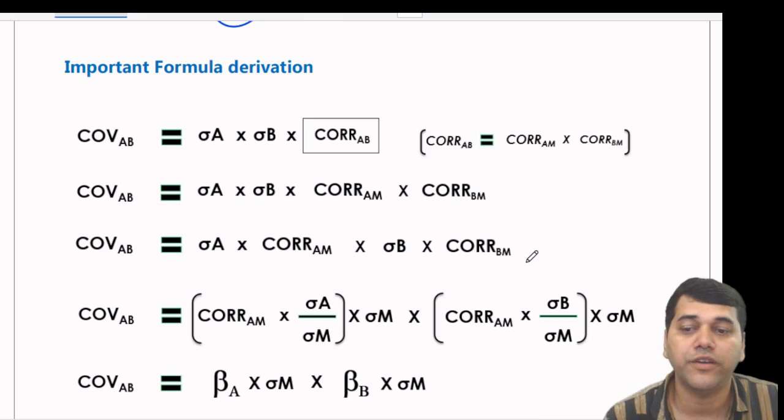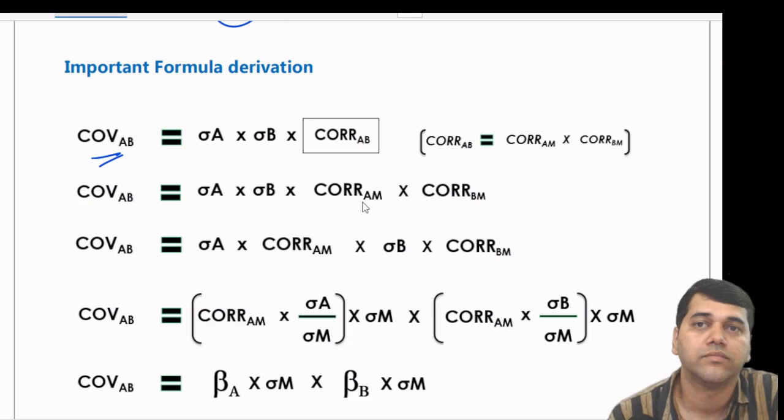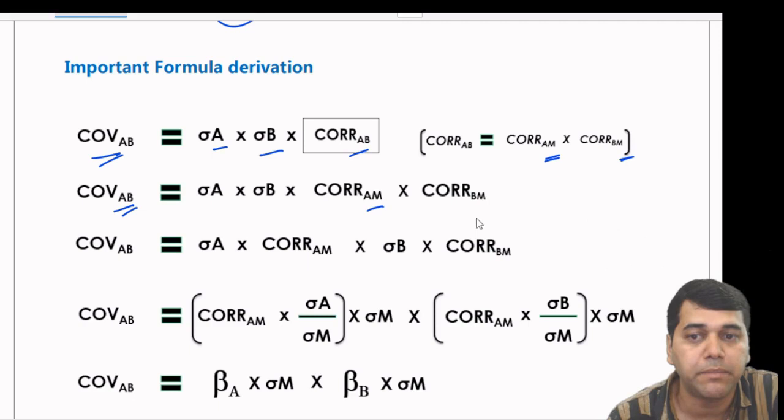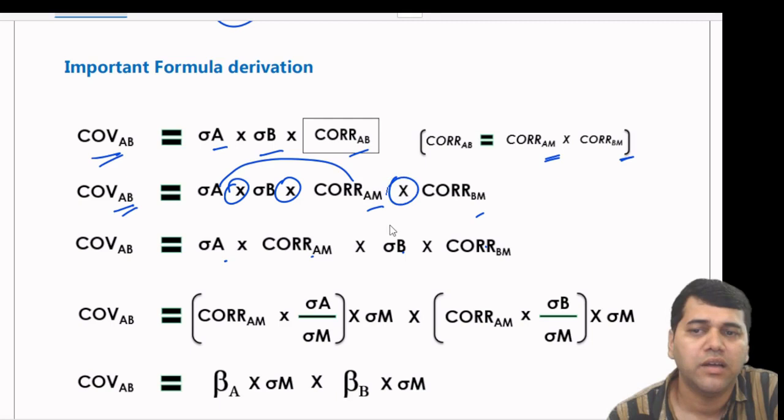See, what is the covariance of AB formula? We have already discussed: standard deviation of A into standard deviation of B into correlation of AB. Correct? And what is correlation of AB? It is correlation AM into correlation BM. So, can I replace correlation of AB with AM and BM? And can I put it like this, A into correlation of AM, B into correlation of BM? Does it change the answer? No, because everywhere I have got a multiplication, so it doesn't matter how I interchange it.